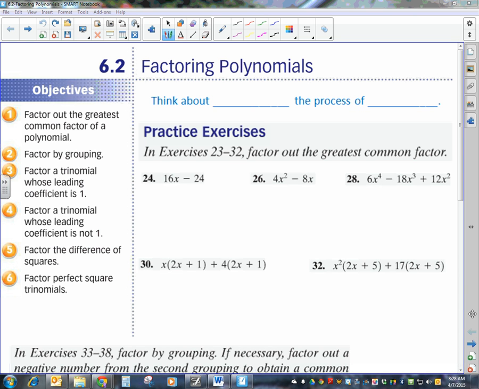Okay, today we are talking about factoring polynomials, which is a very important process in your algebra study. So first off, just remember that whenever you're doing it, think about the fact that we are reversing the process of multiplying. That's what we've been doing the last couple of days, multiplying polynomials, especially binomials.